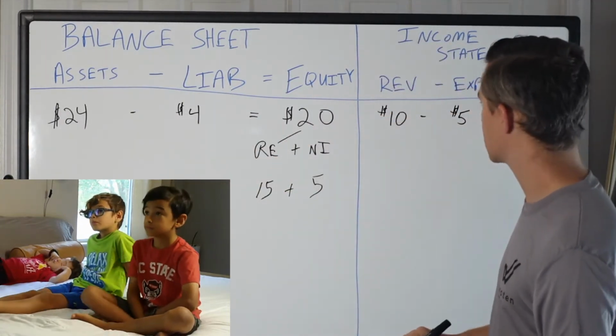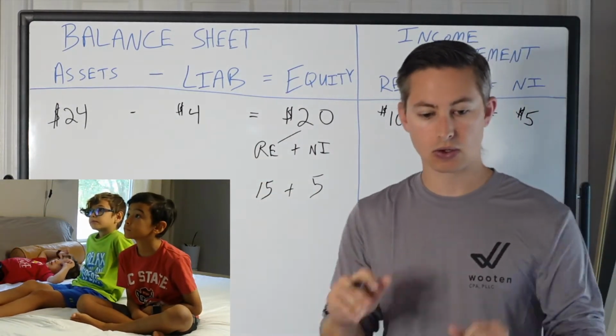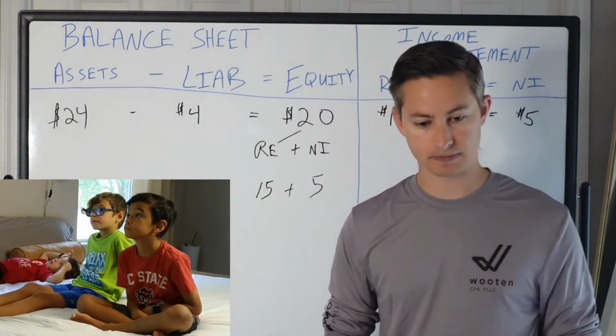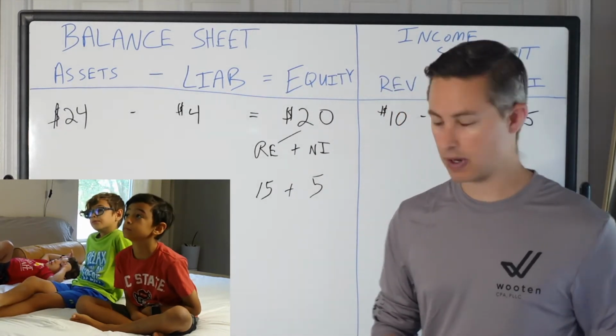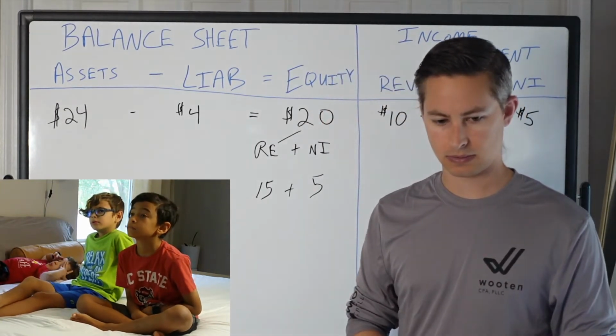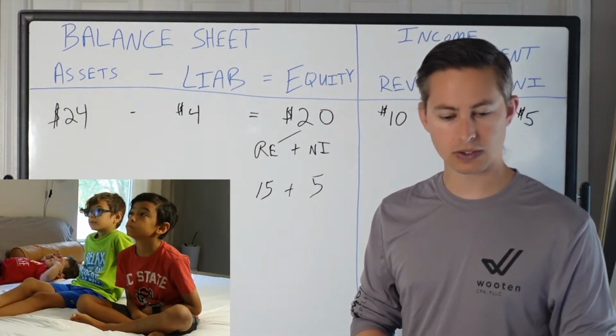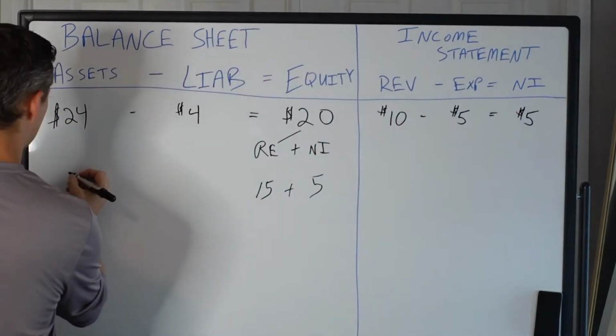All right. Now let's say right now this is what our balance sheet and income statement looks like, and you want to go buy another toy. You're going to spend another $5. Ready? What's going to happen to your assets? Your $24, if you spend 5. You're going to have 19. You're going to have $19 here.